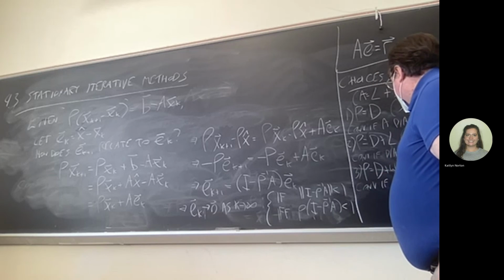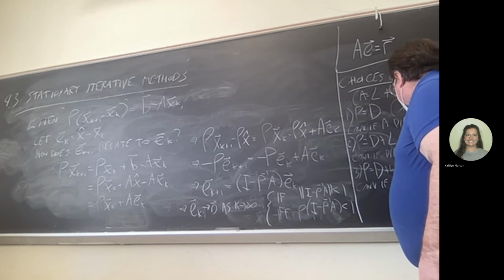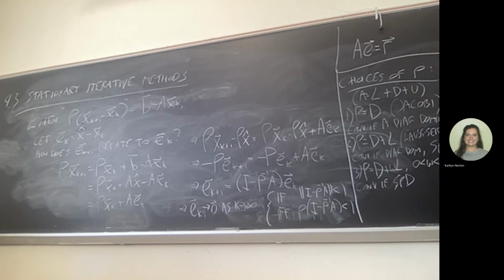It also converges certainly if A is symmetric positive definite. I can't recall off the top of my head if it's always convergent for diagonally dominant, but it probably is. Okay. There's a variation of SOR for symmetric matrices, SSOR, so symmetric successive over-relaxation.